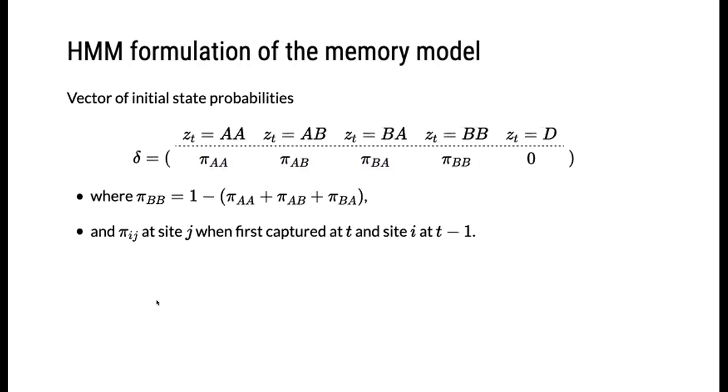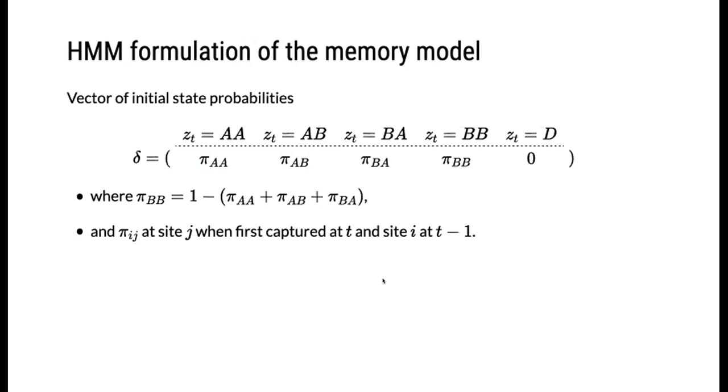Okay, so again, pi ij is being at site j when first captured at t, and at site i at t minus one, okay? At the previous occasion, the occasion before the first capture, we don't know your state. So that's why we need to have this vector delta of initial state probabilities, okay? We don't know them for sure, like in the multi-state case.